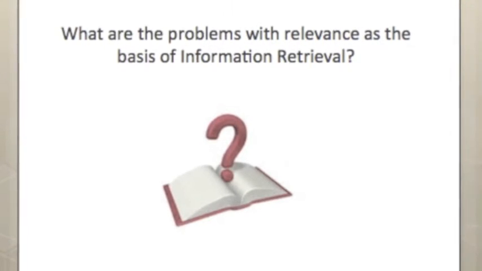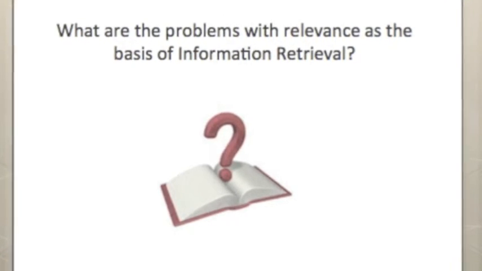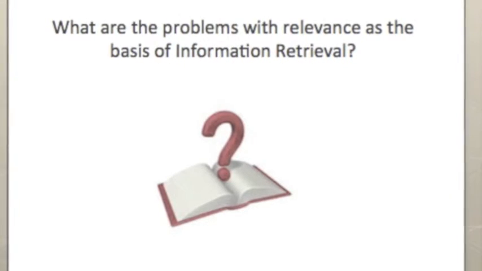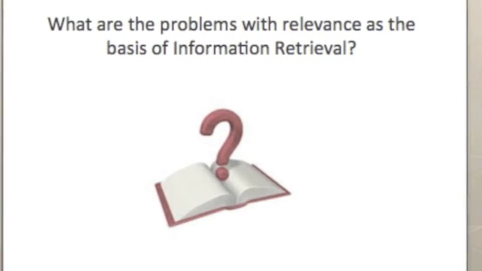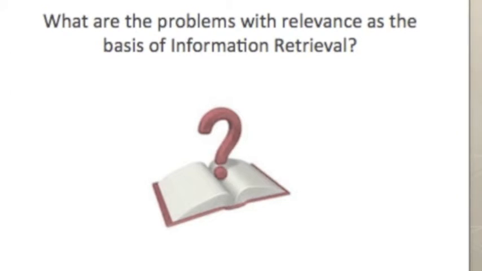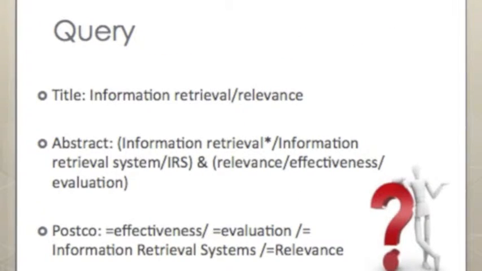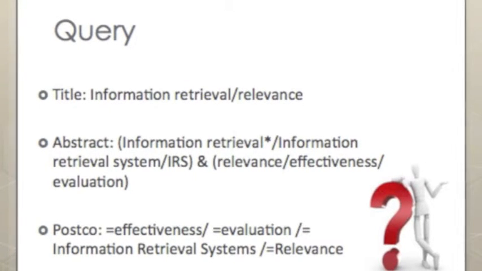The next item you are seeking is information about the problems with relevance as the basis of information retrieval. Let's come up with a few keywords to put into our search fields. Again, the first field we'll search is titles, so we'll keep it short and sweet by using two very short words that describe our search: information retrieval or relevance.